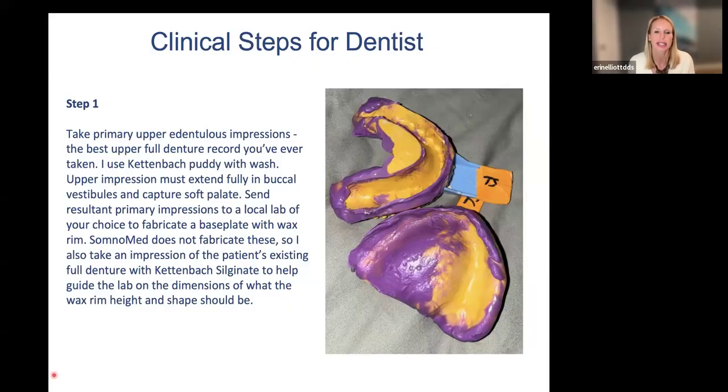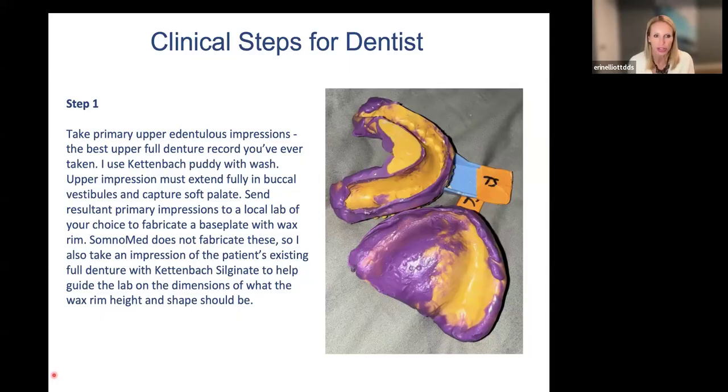So we'll send that impression to a local lab to make wax rims. Now the lab finally figured out that I was just making wax rims and not full dentures for these patients, even though I kind of gave them a heads up. So I'll pay a local lab to make me a wax rim because SomnoMed doesn't make those, but they don't need to. That's just a whole lot of mailing back and forth that isn't necessary.